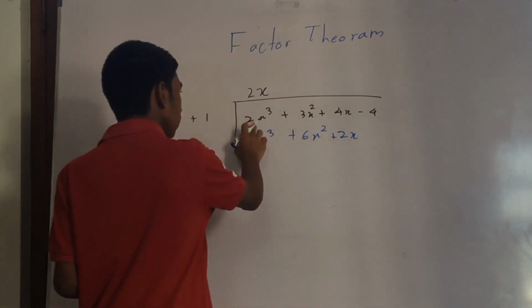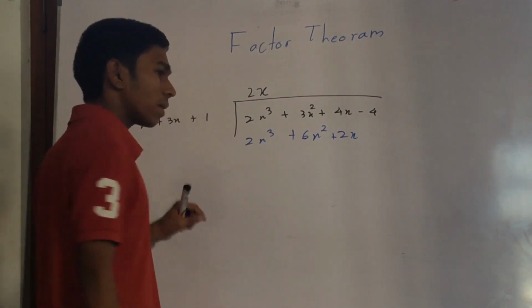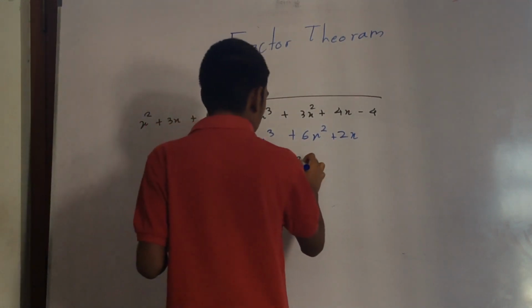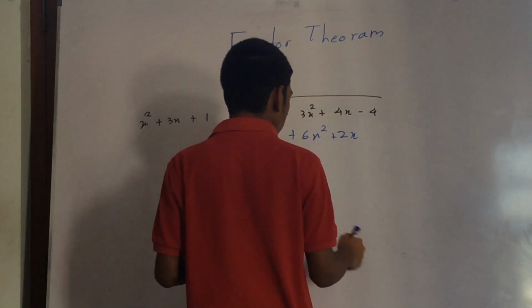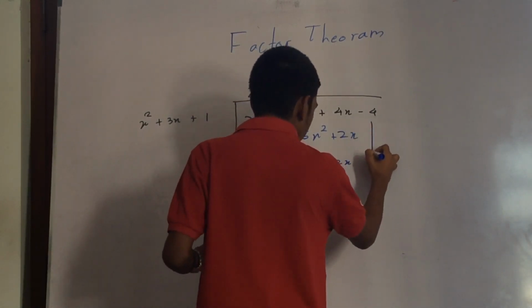So 2x cubed plus 6x squared plus 2x. Now 2x cubed minus 2x cubed, the answer will be 0. 3x squared minus 6x squared, the answer will be minus 3x squared. 4x minus 2x, the answer will be plus 2x, and here we bring down this minus 4.